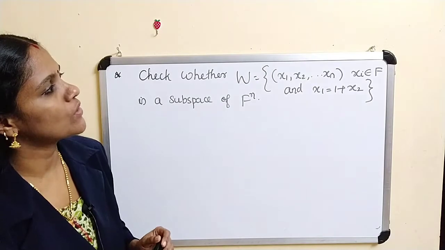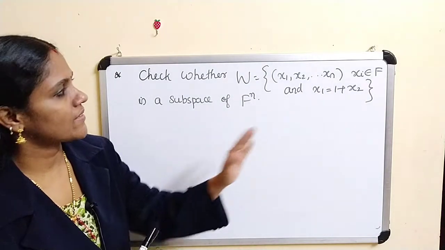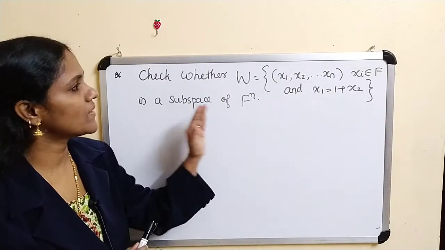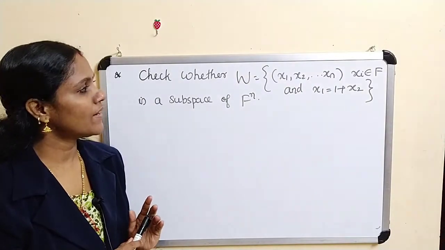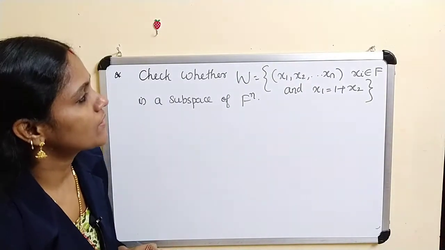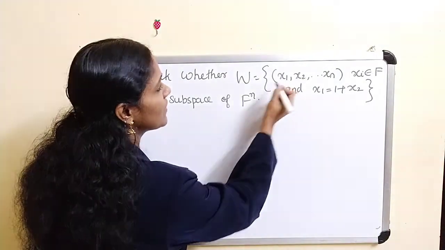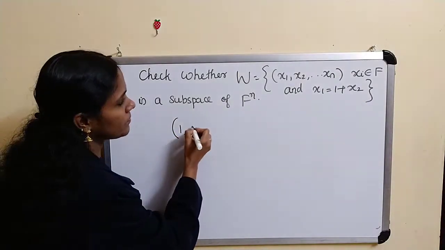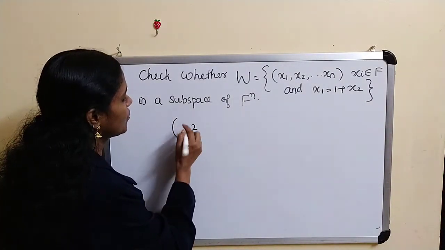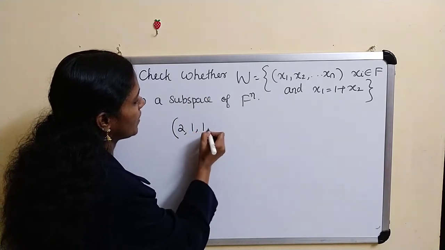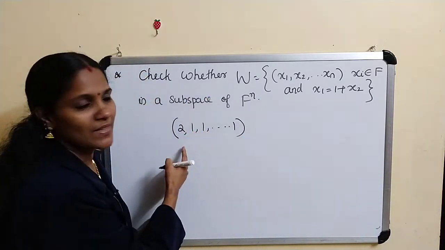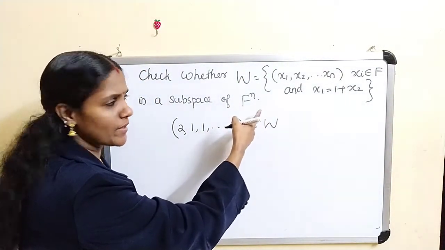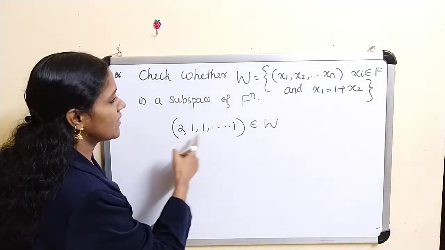Here check W equal to {(x1, x2, ..., xn) : xi belongs to F such that x1 is equal to 1 plus x2}, and we have to check whether this is a subspace of Fn. So what about the property of W? x1 is equal to 1 plus x2. If you consider the element (2, 1, 1, ..., 1), all other entries 1, clearly this belongs to W. F may be C or R.